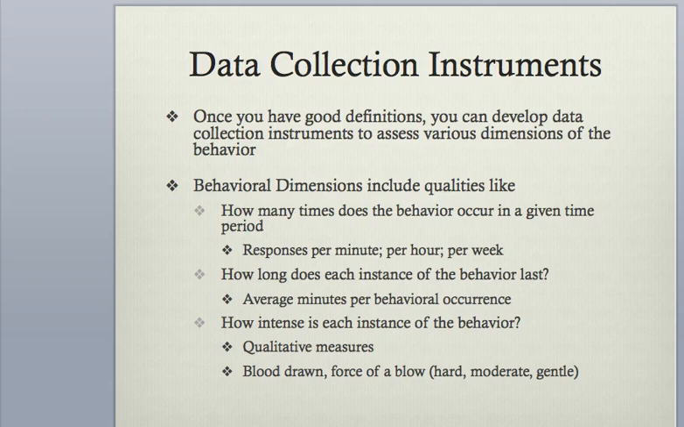And these behavioral dimensions, if you pick one behavior, are going to include qualities like how many times does the behavior occur in a certain period of time. So you'd have to count the number of behaviors in a specific window of time. So it would be things like responses per minute, or maybe responses per hour, or responses per day, or per week would be more appropriate. It depends on how frequently the behavior happens.